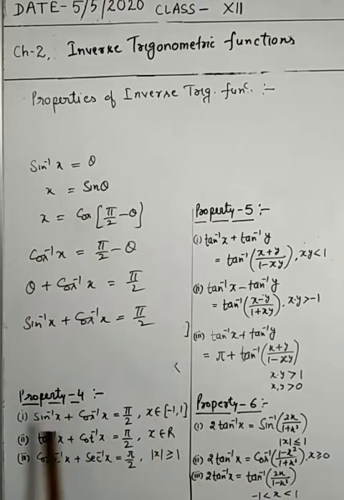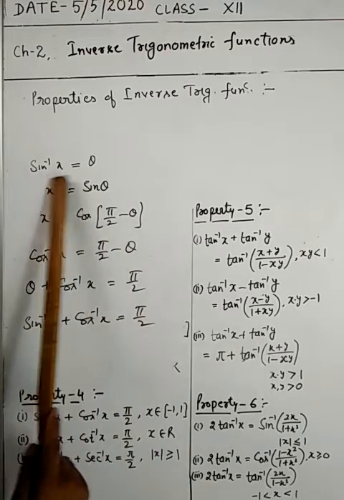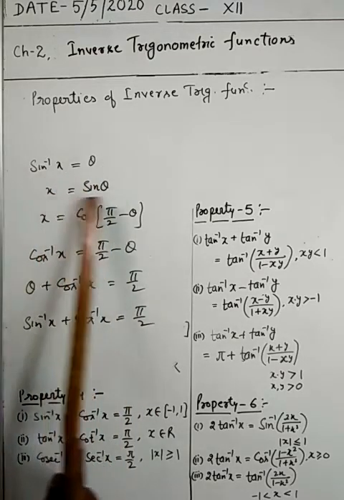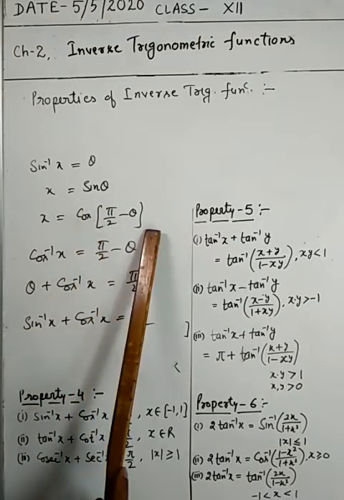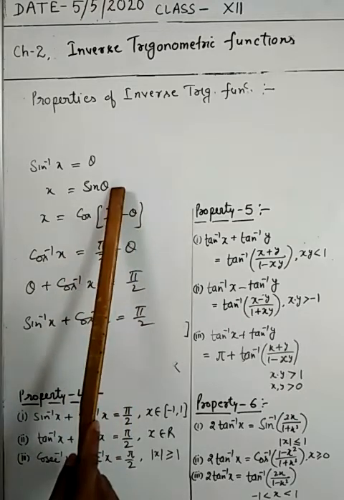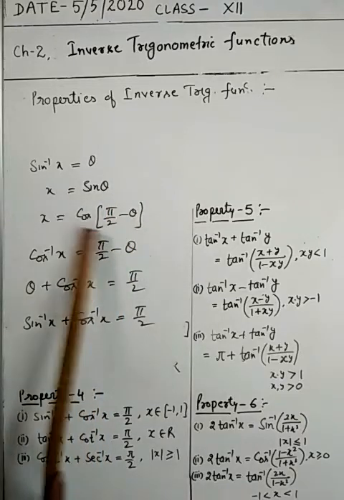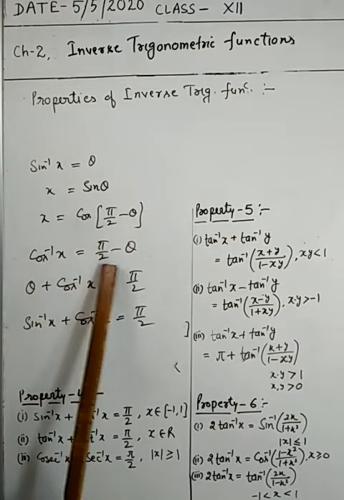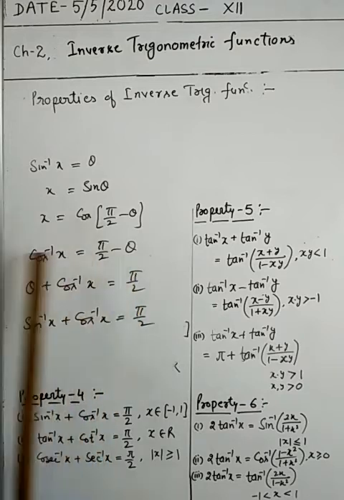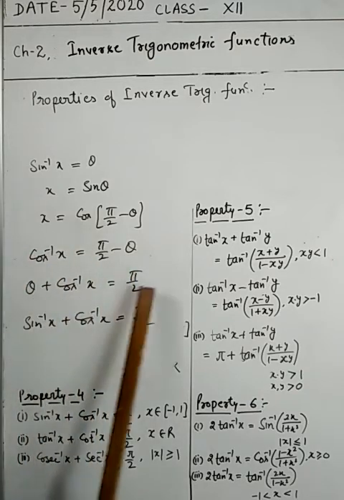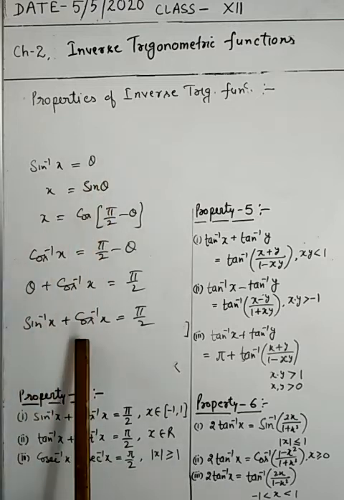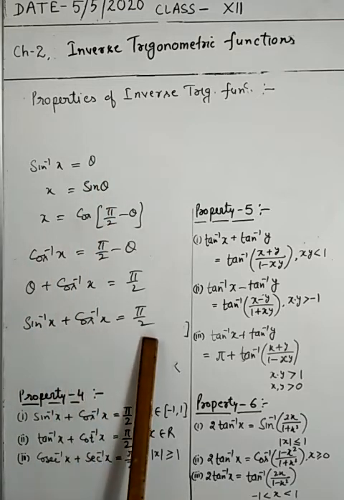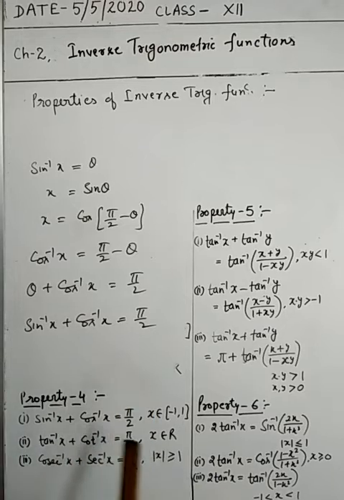Now property 4, sin inverse x plus cos inverse x equals pi by 2. Let sin inverse x equal to theta. So x equals sin theta, but sin theta can be written as cos of 90 minus theta. Now take cos to this side, this is cos inverse x equal to pi by 2 minus theta. Theta this side, this is theta plus cos inverse x equal to pi by 2. Put the value of theta, this is sin inverse x plus cos inverse x equal to pi by 2. Hence the first part of the property is proved.